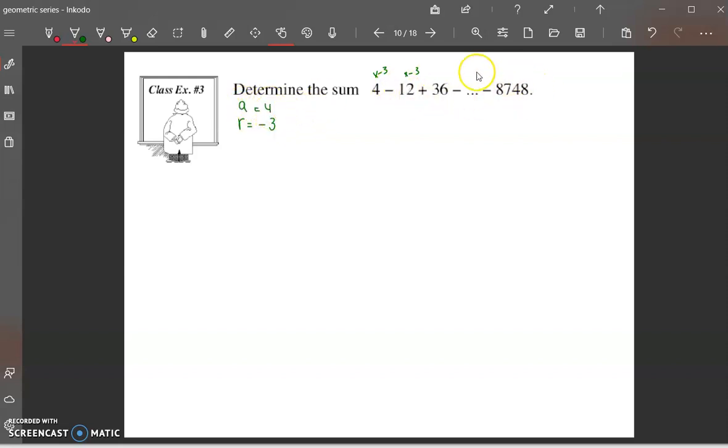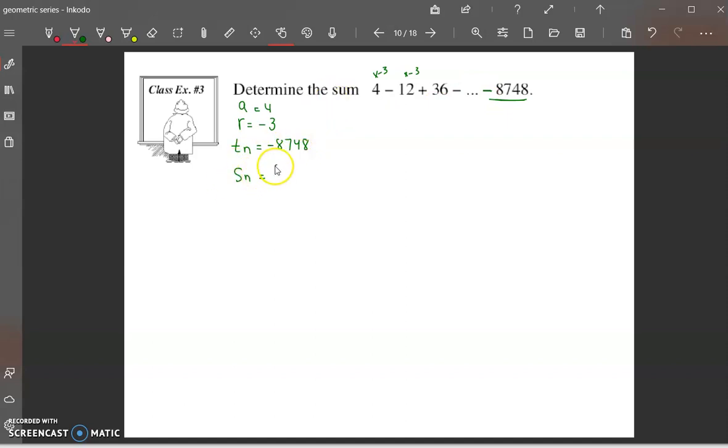And what else is given to us in this series that can be helpful to us? They give us the last term. So they do give us the Tn. It's -8748. So I did include the negative with it. Okay. Now they're asking us to find the sum.